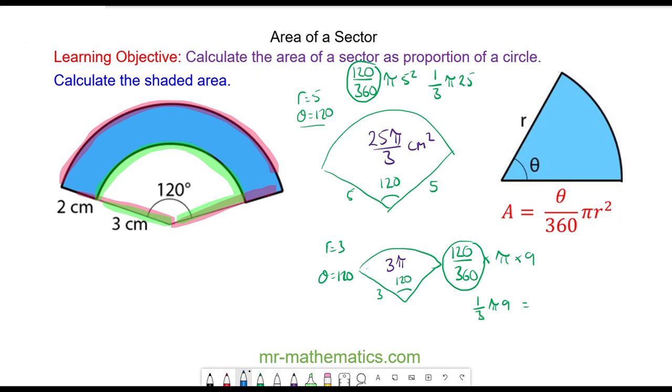So the composite blue area would be the difference between the two. So the big sector, 25 pi over 3, minus the small sector, which is 3 pi. So as a multiple of pi, the area is 16 pi over 3 centimeters squared. And as a decimal, this approximates to 16.8 centimeters squared.